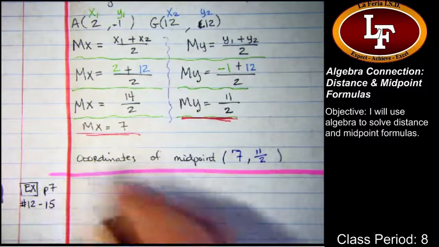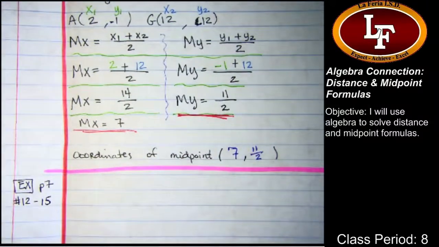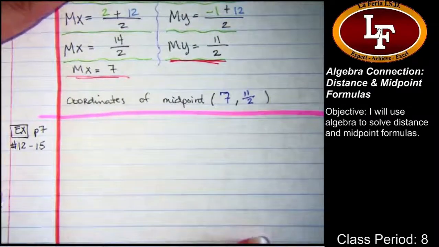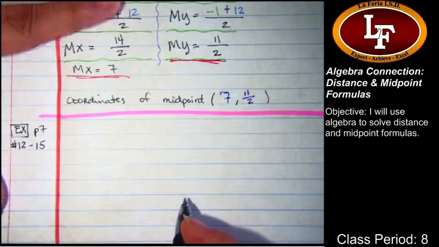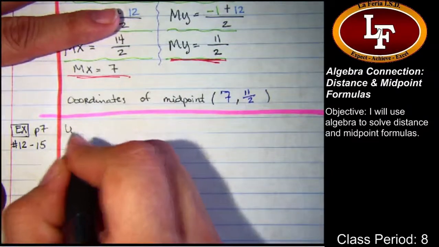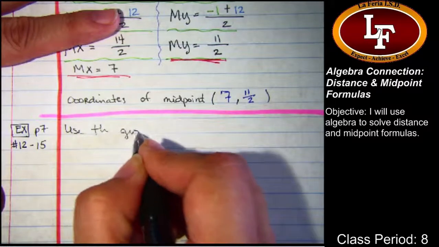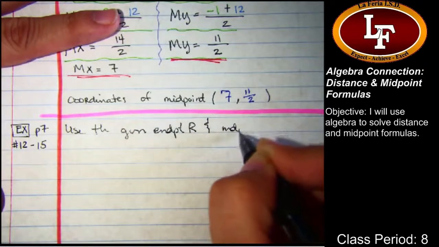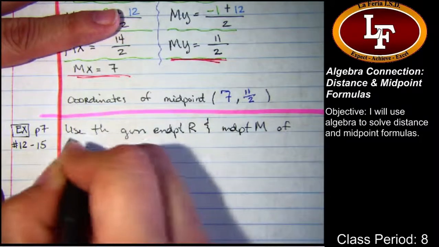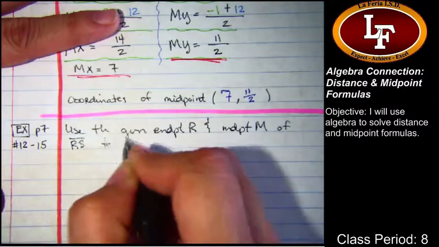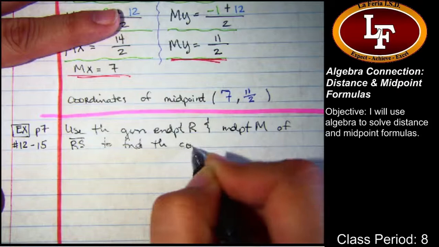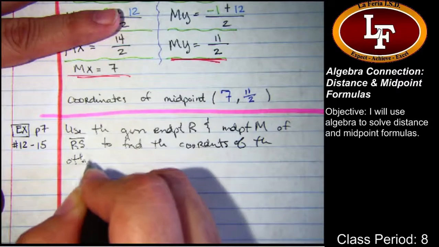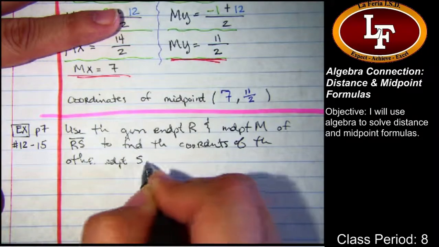This next example will help you get through page 7, questions 12 through 15. I'm going to shorthand the directions for you again so you have another example. Make sure you use your blue book so that you can translate my shorthand. Use the given endpoint R and midpoint M of line segment RS to find the coordinates of the other endpoint S.